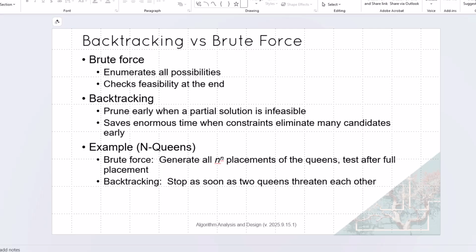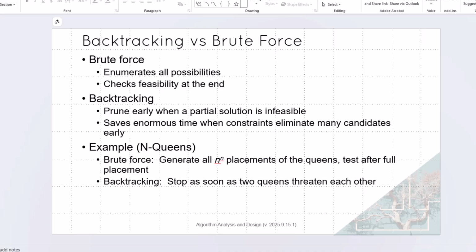So if we look at backtracking, we try to distinguish it from brute force. Brute force enumerates all possibilities and then checks feasibility at the end. So you take this huge collection full of all these possible paths or solutions, and then you check feasibility at the very end. Backtracking, you prune early when a partial solution is infeasible, and you don't take that one any further. Saves enormous amount of time when constraints eliminate many candidates early on.